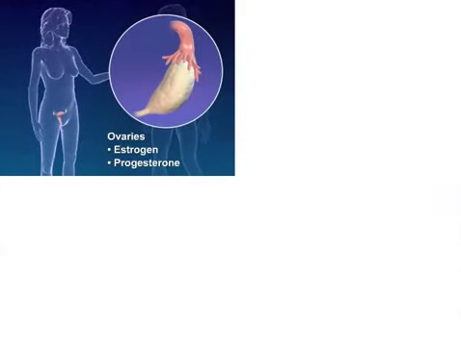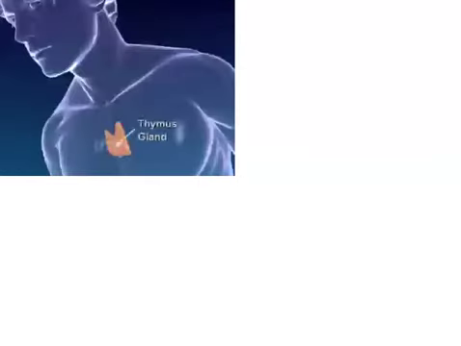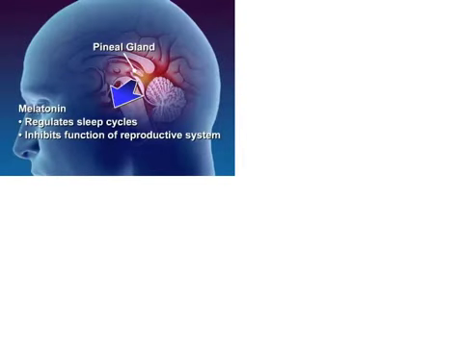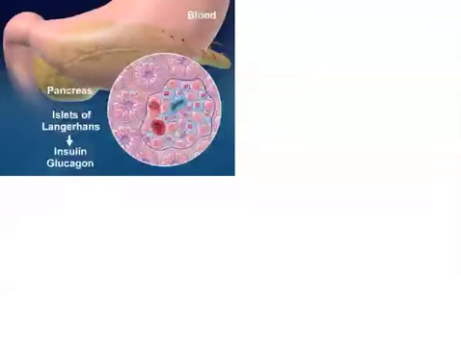Ovaries produce estrogen and progesterone, hormones necessary for development of reproductive systems and secondary sex characteristics. Thymosin is necessary for the development of T lymphocytes. Melatonin regulates the body's wake and sleep cycles and inhibits the function of the reproductive system. Serotonin acts as a neurotransmitter and vasoconstrictor. Islets of Langerhans produce insulin and glucagon that regulate the blood glucose level essential for energy.